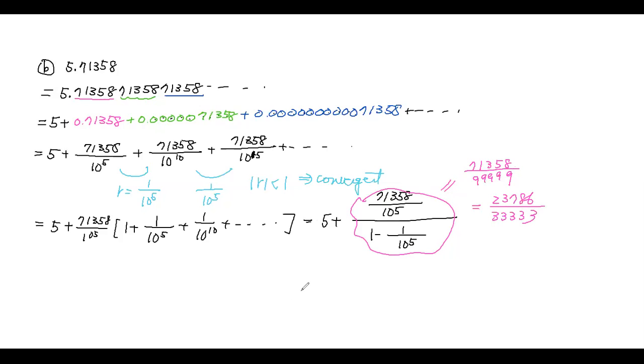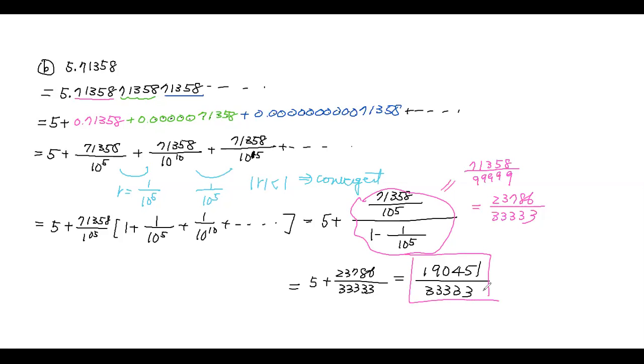Don't forget, you still have this 5, right? So it's 5 plus 23786 over 33333. Then find the common denominator and add. What I have here is 190,451 over 33333. Wow, that's a lot of numbers, but we got it.